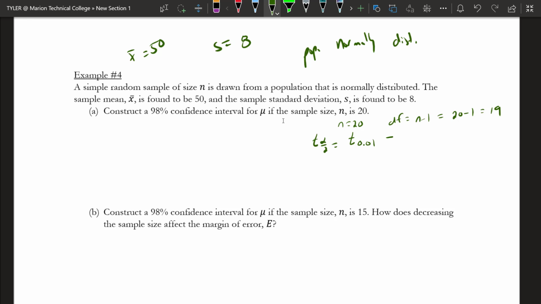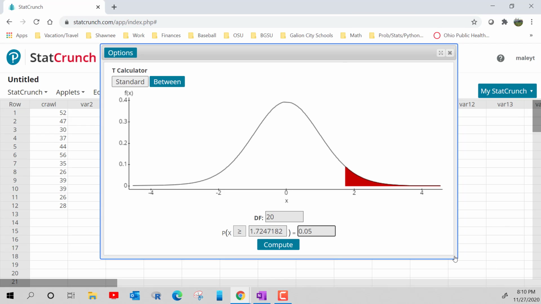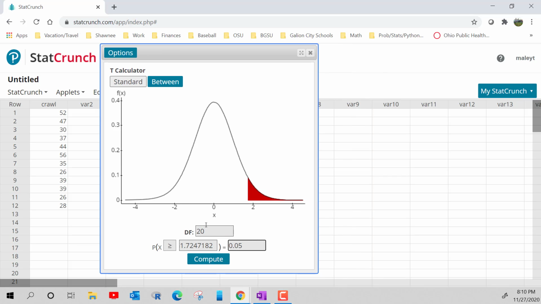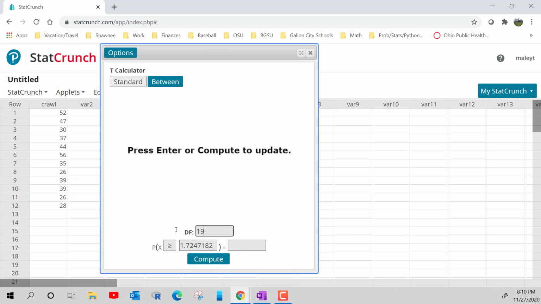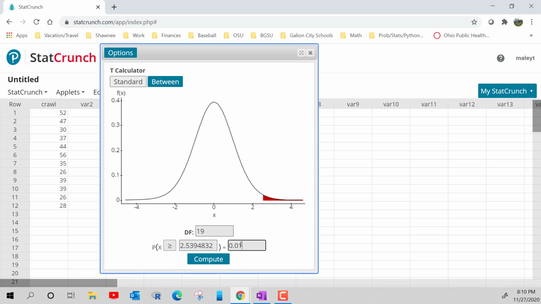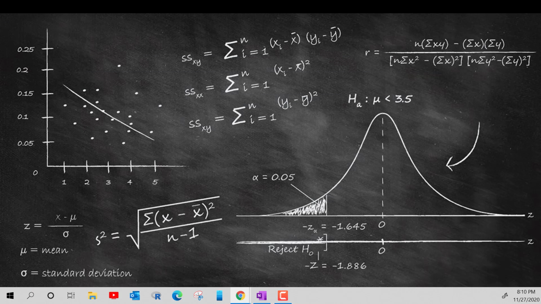So I need to calculate this value. I'm going to use my t calculator in StatCrunch. My degrees of freedom, we calculated to be 19. I want the area to the right, and I want that area to be 0.01. So my t critical value is 2.539, if I round to 3 decimal spots.